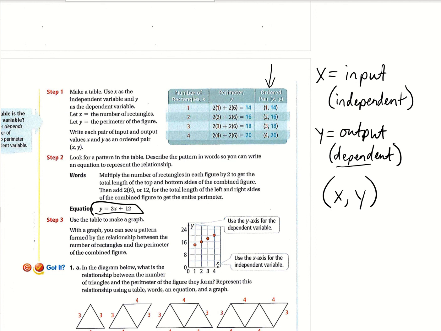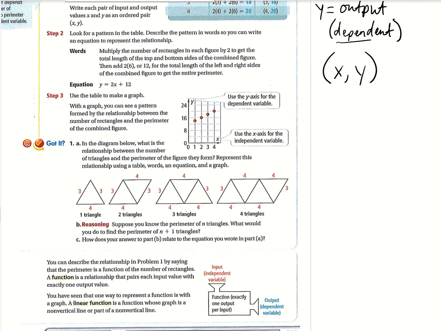So that's your equation you want. All right, and then finally for step 3, you're going to use the table to make a graph. All right, so with the graph, you can see a pattern that is formed by a relationship between the number of rectangles and the perimeter of the combined figure. You can see that right here. So you can see the pattern is that it's slowly rising up and to the right on that graph.